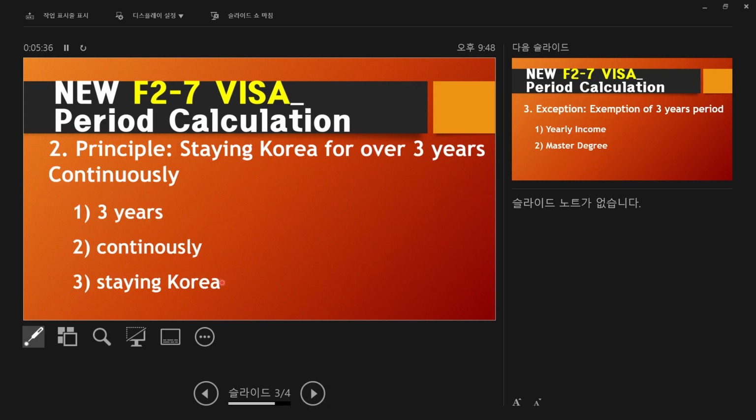Staying in Korea is required: even if you got an E7-1 visa and want to change to F7, if you are staying overseas due to a certain reason, you cannot apply. If you want to change to the F7, you have to stay in Korea, right? If you're staying overseas, you have to come back to Korea, and after that you can apply for that. But there is an exemption about the 3 years on the next page.